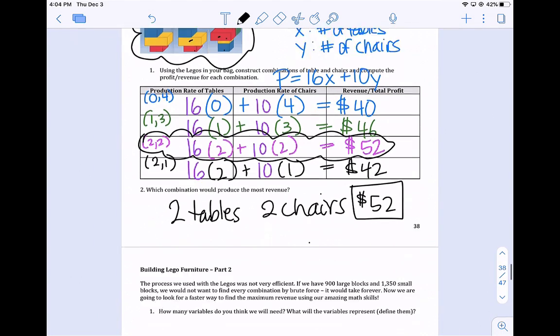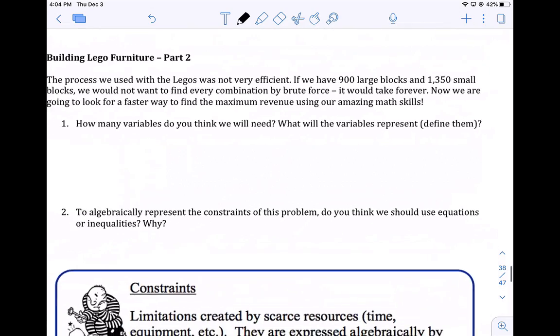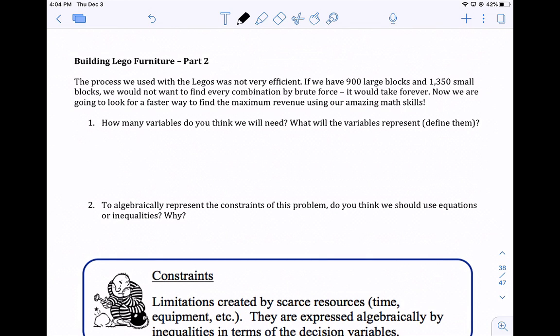Okay. So then right here it says the process that we use with the Legos is not very efficient. If we have 900 large blocks and 1,350 small blocks, we would not want to find every combination by building it. It would just take forever. Now we're going to look for a faster way to find the maximum revenue using our amazing math skills.